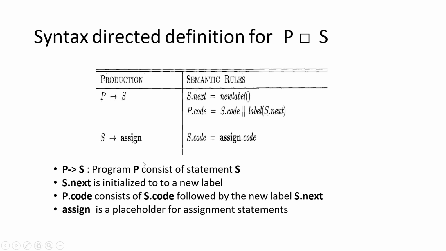So here, P points to S. The program P consists of the statement S. Here we have S.next, which is initialized to a new label. P.code consists of S.code followed by the new label S.next. Assign is a placeholder for the assignment statements.